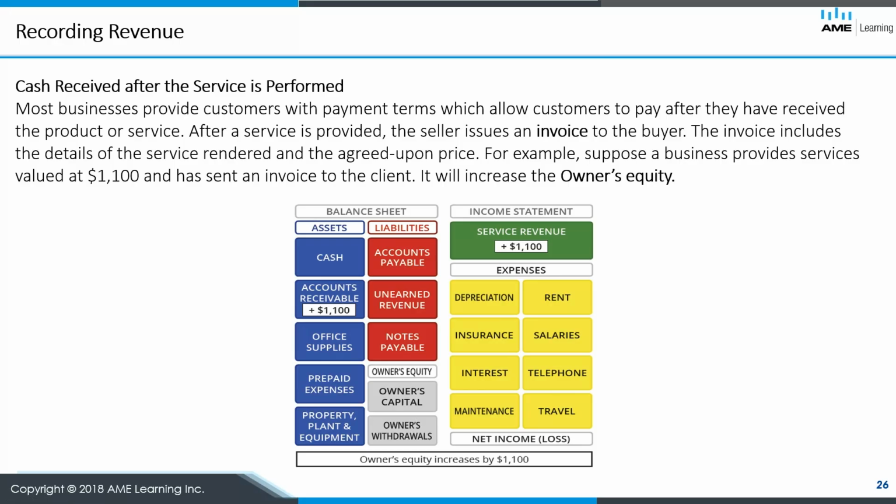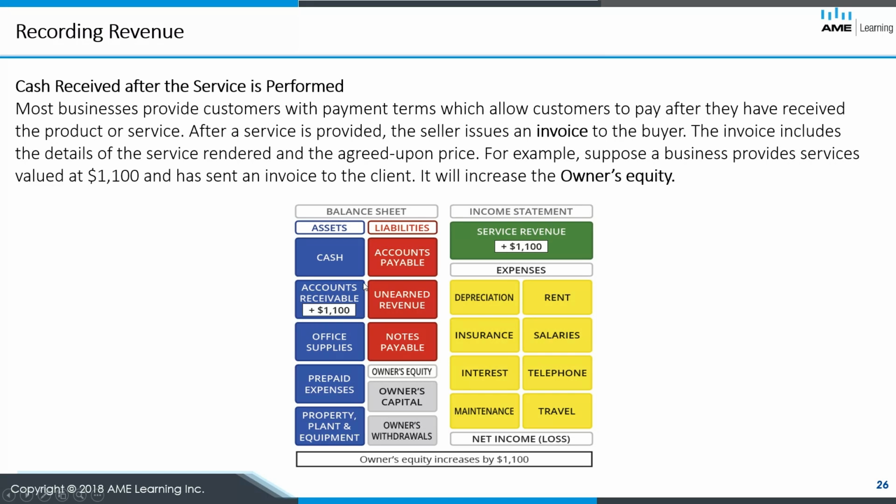We've done the thing that they paid us to do, and regardless of when they pay us, we are owed that money now. We have earned it, and so that's why we're going to record service revenue now. But instead of recording the asset of cash, because they didn't pay us yet, so we can't record cash, we're going to use this account called accounts receivable.